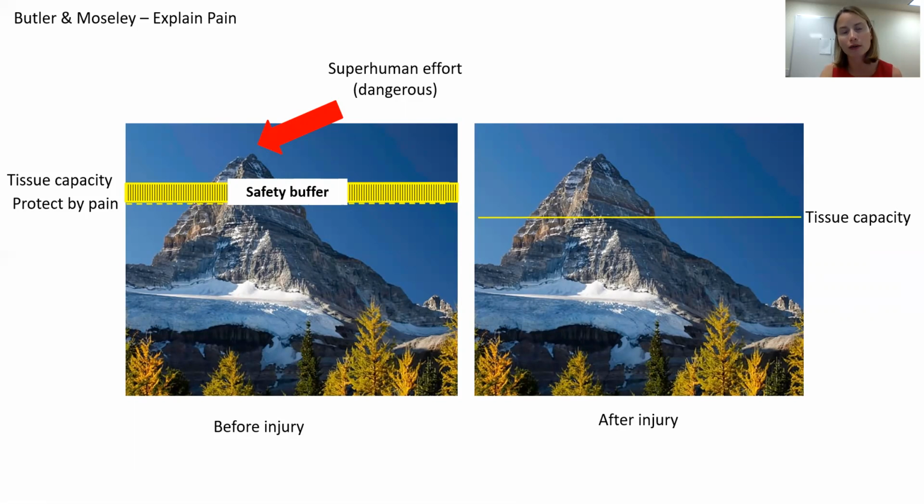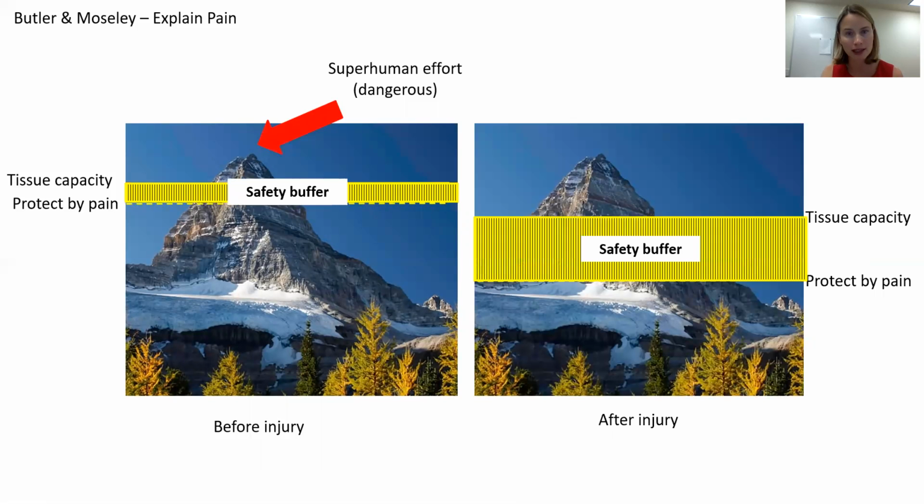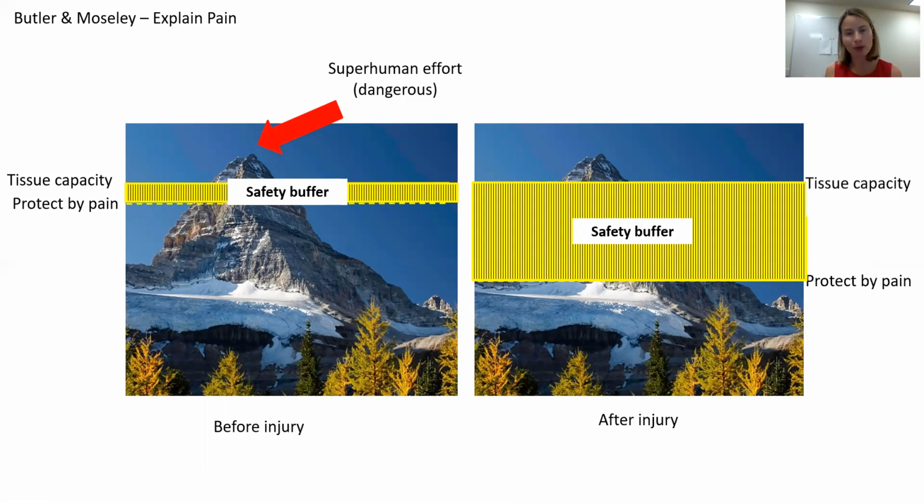Now, after injury, of course, tissue capacity does reduce, and it would take less movement or effort to re-injure yourself. But with all the processes that go on, the protect by pain line actually comes down much lower. We have a much bigger safety buffer. And this is entirely adaptive. This is what we want, because the safety buffer basically stops us from being stupid, injuring ourselves again. But typically, tissue capacity increases.